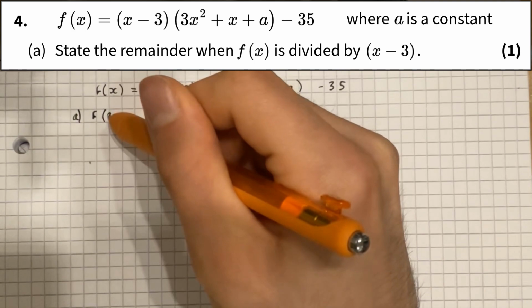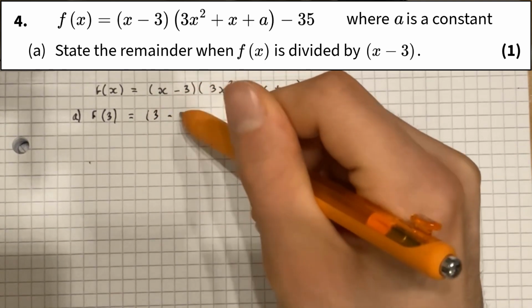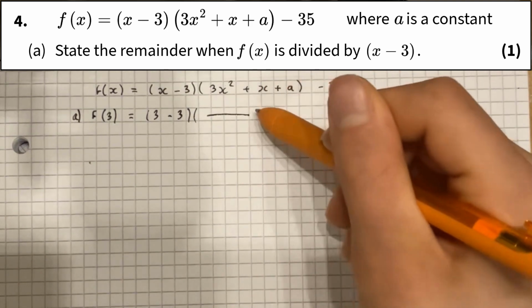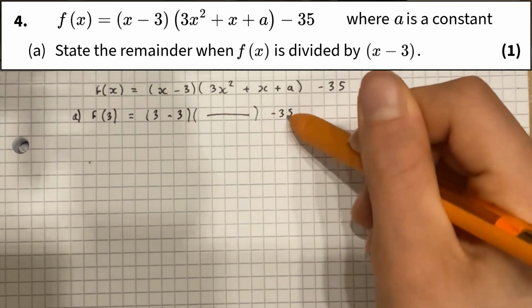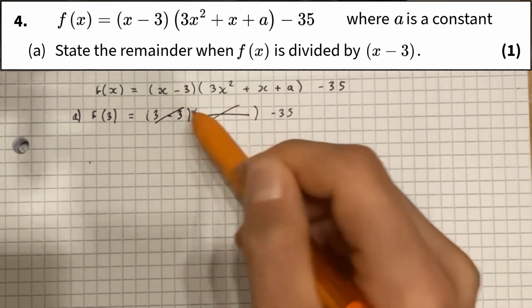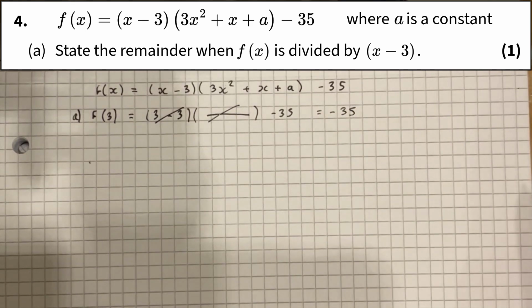The remainder, when it's divided by x minus 3, is going to be the same as f of 3. And f of 3, well, we're going to substitute all of the x's for 3. But you'll notice that this bracket is 3 minus 3. So I don't even care what's in the second bracket. I know that 3 minus 3 is 0, and 0 times anything is 0. So these two brackets are going to disappear. So straight away, the remainder will be minus 35. But if you're ever unsure, you can put in the 3 everywhere there's an x, and you can work it out. It'll just take you a bit longer.